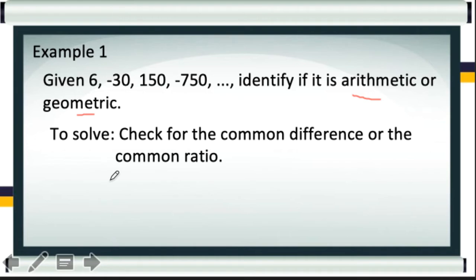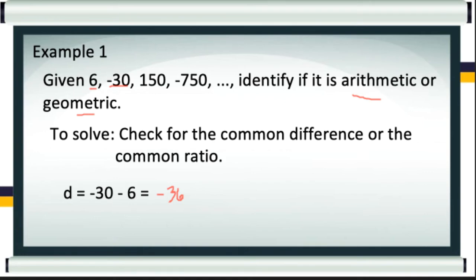Let's start with the common difference. Remember, for us to solve the D, we need to subtract any term other than the first term to its preceding term, or to the term before it. Let's take negative 30 minus 6, where negative 30 is the second term and 6 is the term before it. The difference is negative 36. In order for us to prove that this sequence is an arithmetic sequence, we need to solve the D to the other terms in the sequence.